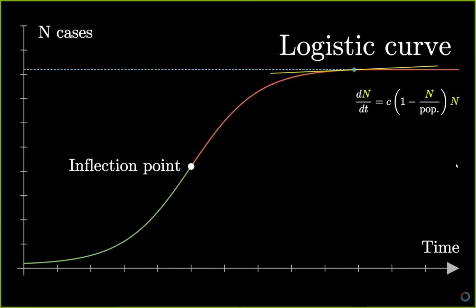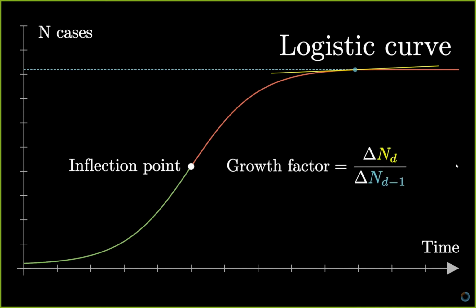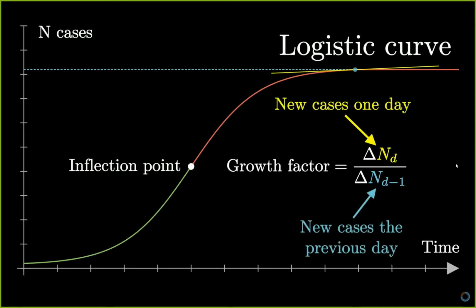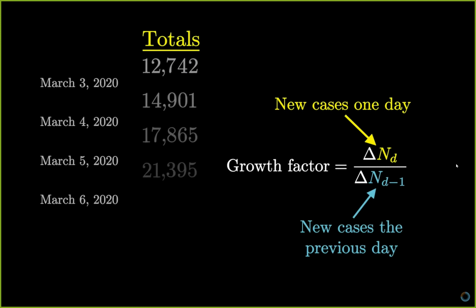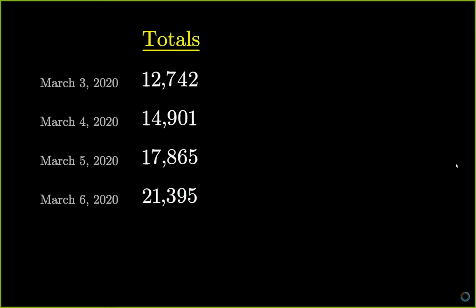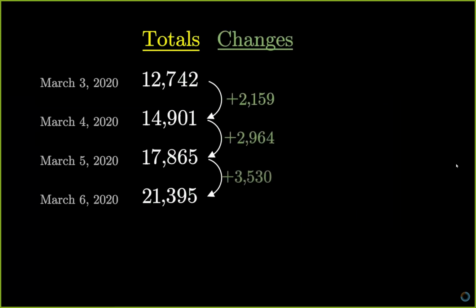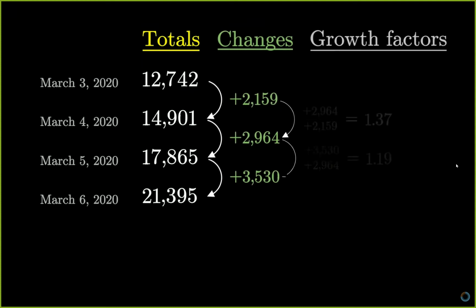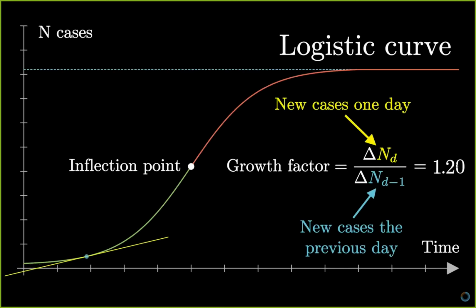So, one number that people often follow with epidemics is the growth factor, which is defined as the ratio between the number of new cases one day and the number of new cases the previous day. So, just to be clear, if you were looking at all of the totals from one day to the next, then tracking the changes between those totals, the growth factor is a ratio between two successive changes. While you're on the exponential part, this factor stays consistently above 1, whereas as soon as your growth factor looks closer to 1, it's a sign that you've hit the inflection.